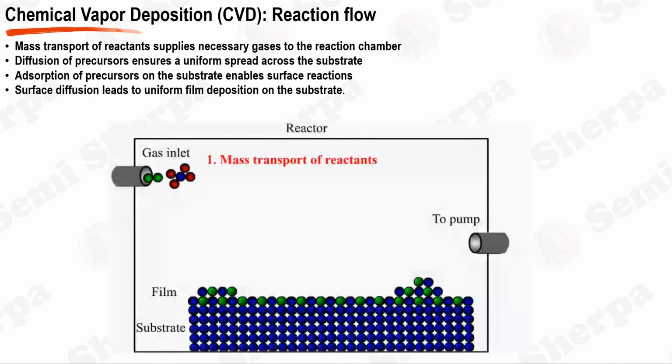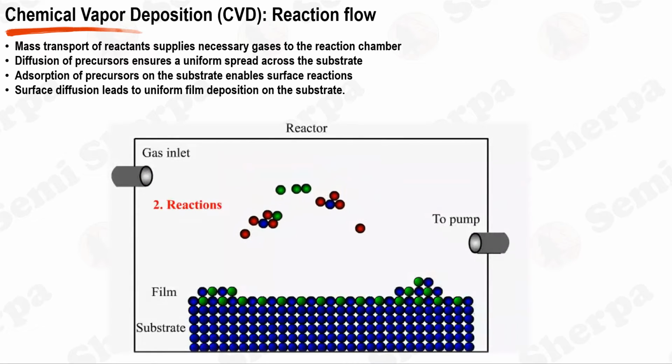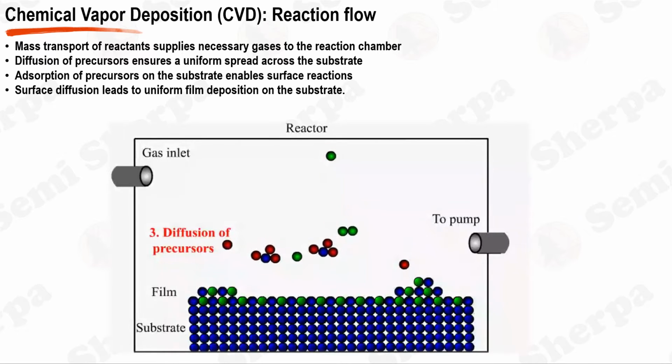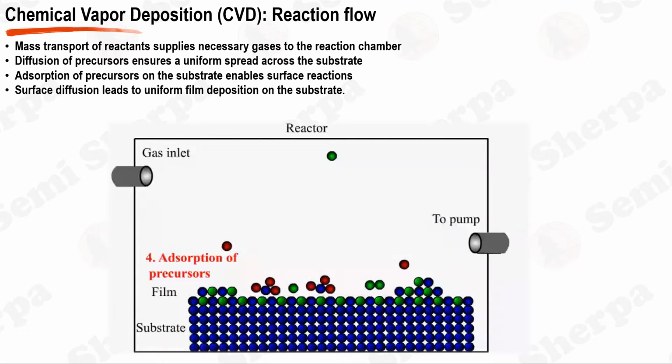Step 5. With the precursors adsorbed on the surface, they undergo surface diffusion, where they move across the substrate surface to find suitable sites for reaction. This surface diffusion process is an essential step in ensuring a uniform and high-quality film deposition. Step 6.